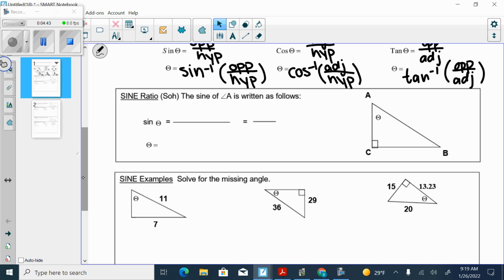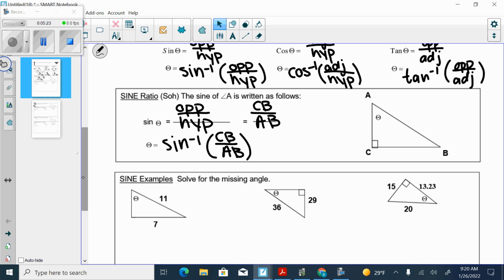Okay, so first we are looking at sine. Okay, so we already said sine is opposite over hypotenuse. In this figure, what's opposite of theta? Good. And what's our hypotenuse? AB. Very good. So if I was trying to actually find theta in this problem, and this is what I ended up with, I would take the inverse of CB over AB. And they will give you some real numbers for CB and AB.